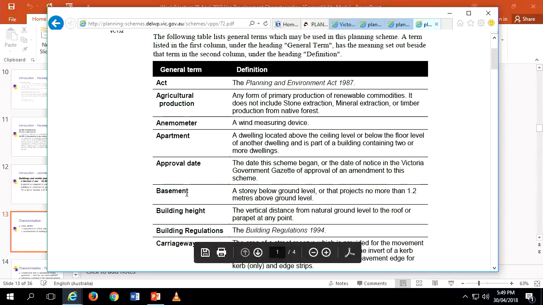For example, this comes up again and again: basement. A basement is a storey below ground level or that projects no more than 1.2 metres above ground level. Why do you think they might have gone to the trouble to define that general term and put an actual number value on it? Why would that be so important?